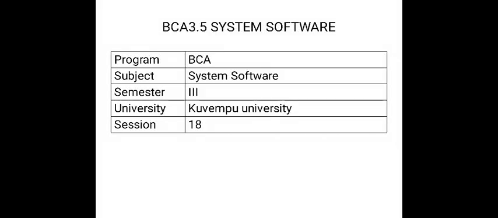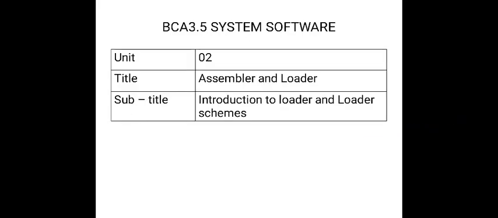Welcome dear students for the third semester online classes on the subject System Software affiliated to Kuvempu University. So today we are having session number 18 of unit number 2 in System Software. We are here learning about assembler and loaders. In today's class we are going to discuss the introduction to loader and the loader schemes.